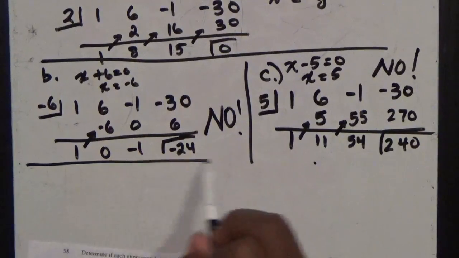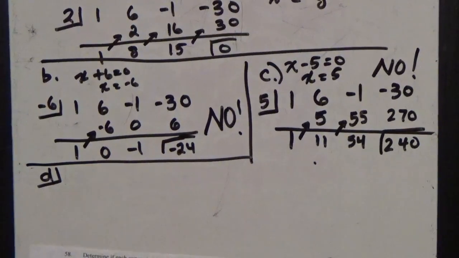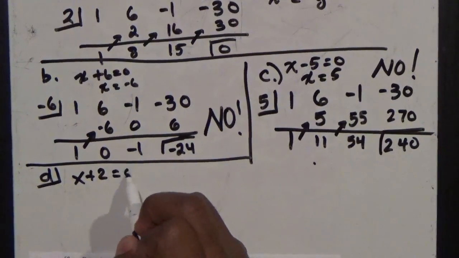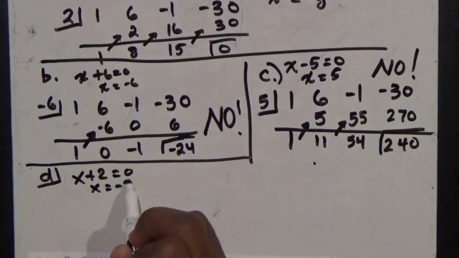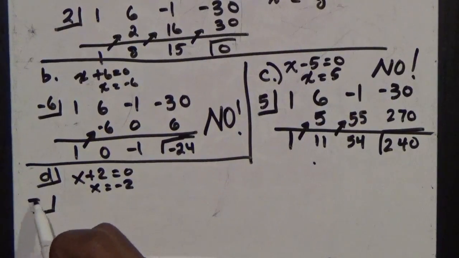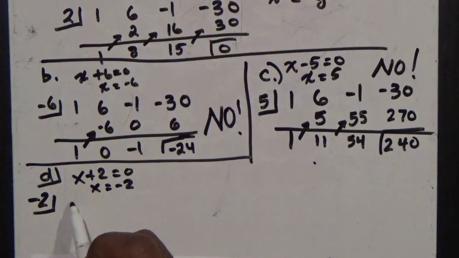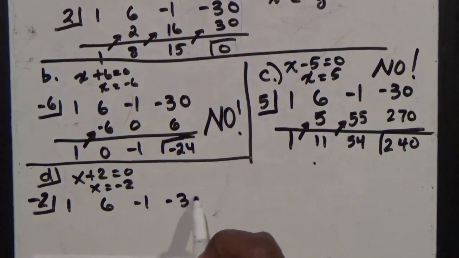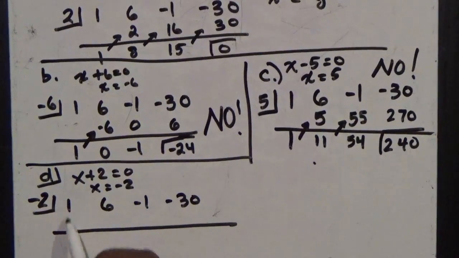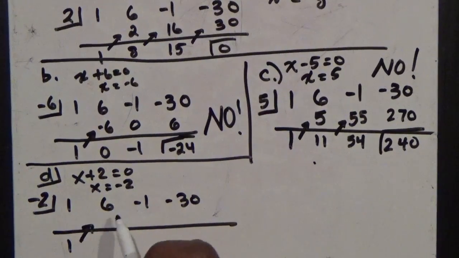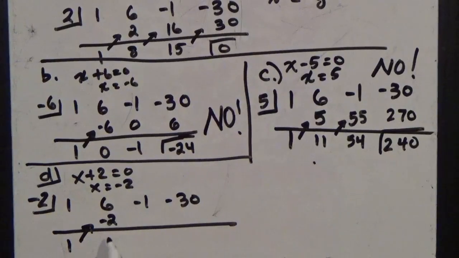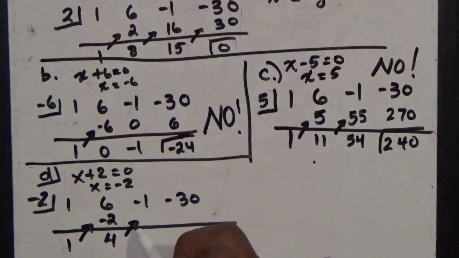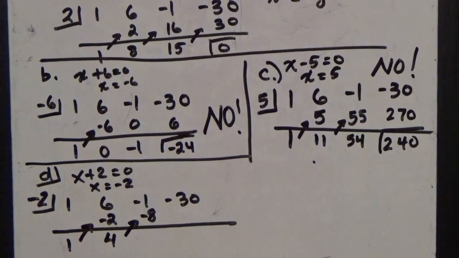D. Alright, D, we have x plus 2. We're going to set it equal to 0. X is equal to negative 2, so that's my value. 1, 6, negative 1, and negative 30. Bring the 1 down, multiply by negative 2, that gives me negative 2. Add, that gives me 4. Multiply by negative 2, that gives me negative 8.